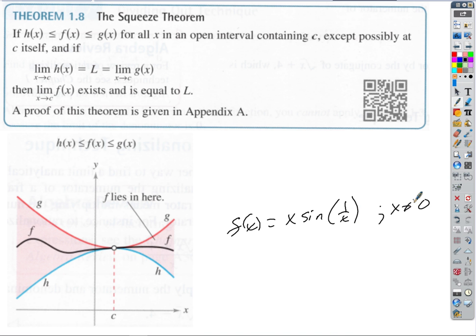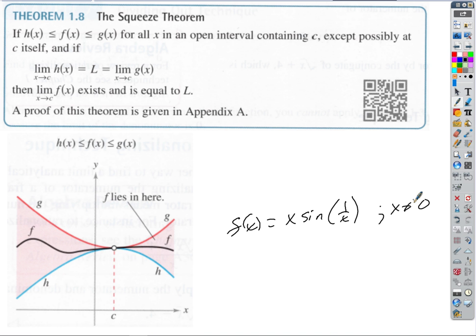0 is the point of interest, right? That we want to take limits as we approach 0. Can you guys come up with a ceiling function and a floor function that would always encapsulate that on some interval containing 0? You already told me that the maximum value that a sine function could have is positive 1, right? And the minimum value it could have is negative 1. So what do you think?